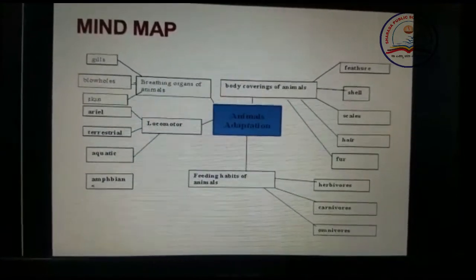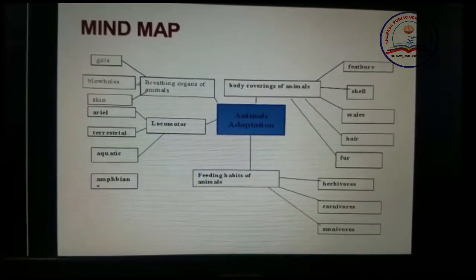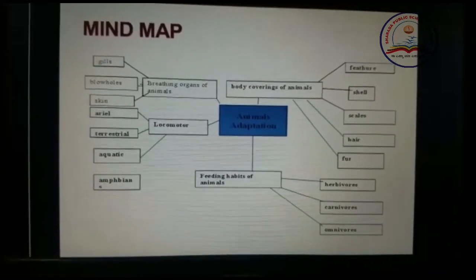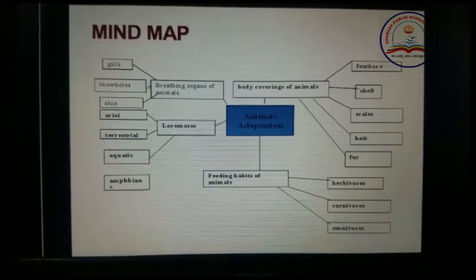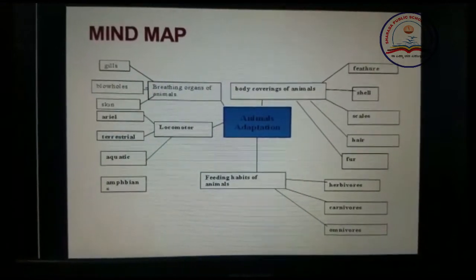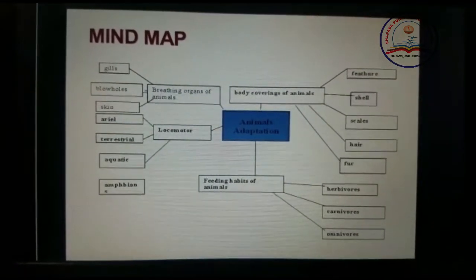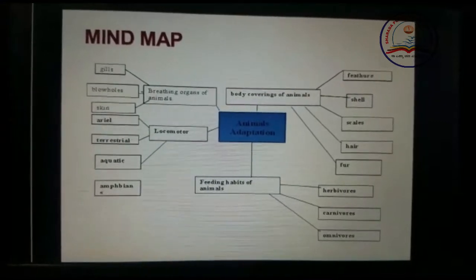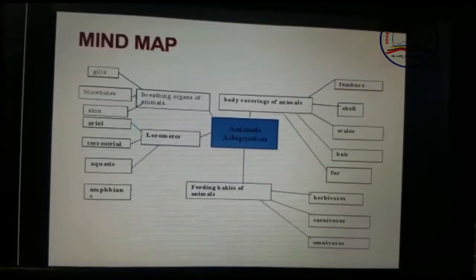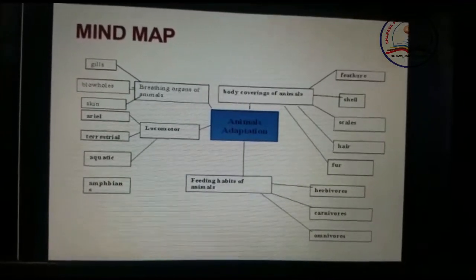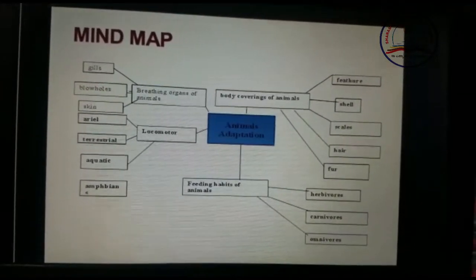Locomotor. What is locomotor? Locomotor is nothing but animals moving around in search of food, shelter and water, and also to escape from their enemies. We walk or run using our legs. Animals have different organs that they use to move: aerial, terrestrial, aquatic and amphibian.